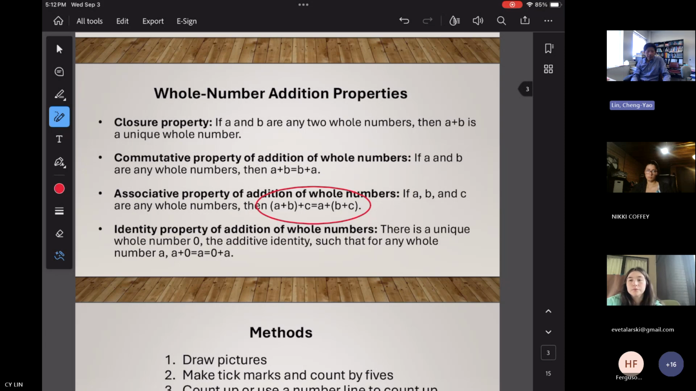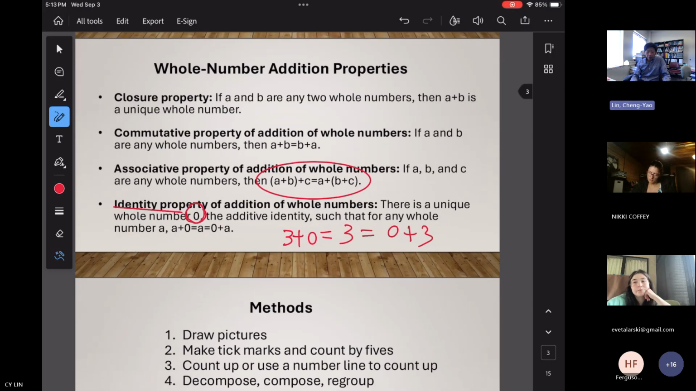The next one is called the identity property of addition. There is a unique whole number. Okay, 0 is a unique whole number, the additive identity, for any whole number. If we have A plus 0 equals A, which is equal to 0 plus A. So 0 is a very unique number. You add it to anything and you get the number itself. So for instance, 3 plus 0 equals 3, which equals 0 plus 3, right? So this is called the identity property, okay?